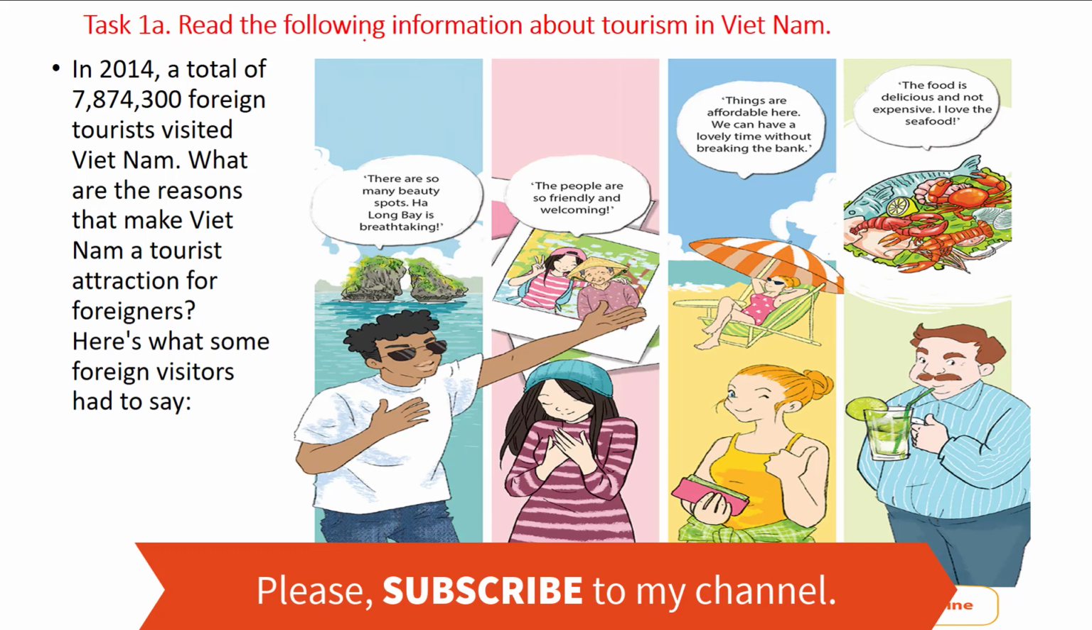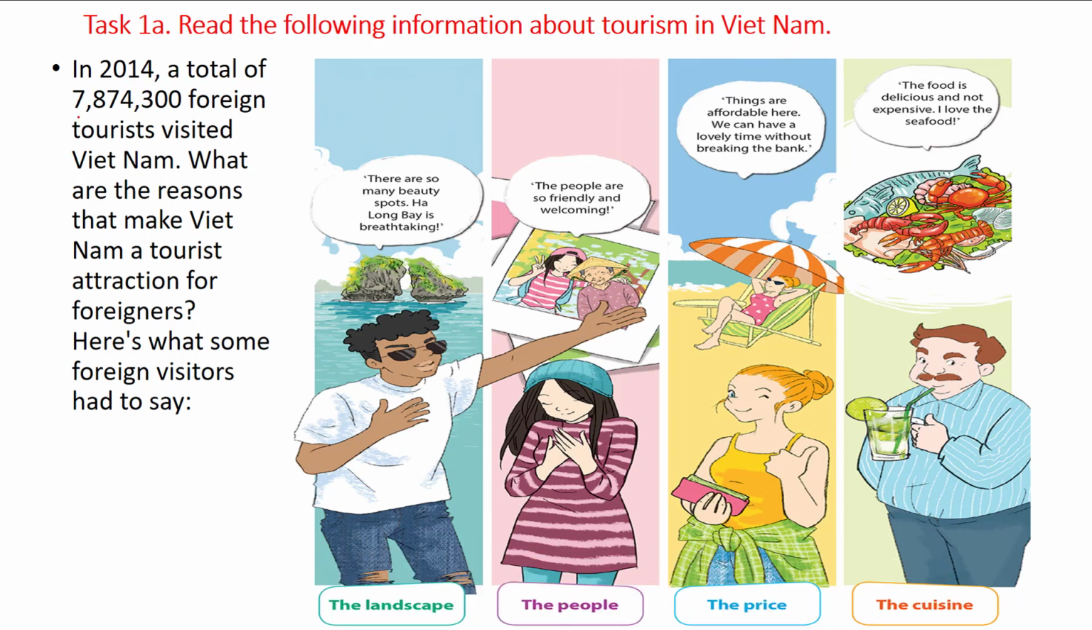Task 1A. Read the following information about tourism in Vietnam. In 2014, a total of 7,874,300 foreign tourists visited Vietnam. What are the reasons that make Vietnam a tourist attraction for foreigners? Here is what some foreign visitors had to say. There are so many beauty spots. Halong Bay is breathtaking. The people are so friendly and welcoming. Things are affordable here. We can have a lovely time without breaking the bank. The food is delicious and not expensive. I love the seafood. So people are talking about landscape and the people, the price and cuisine.